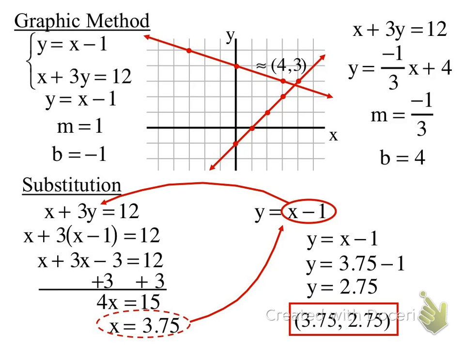Do you see how that's a hard point to see? So what we do is we use our substitution method. y is already alone, so I'm going to substitute wherever I see a y, x minus 1. So it becomes 3 times the quantity of x minus 1. Simplify it out, figure out what my x is, then substitute that back in for the x. We substitute it back into either of the original equations.